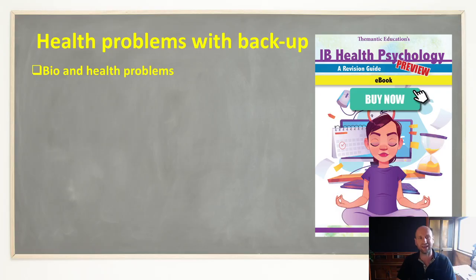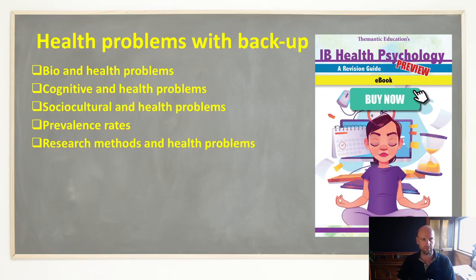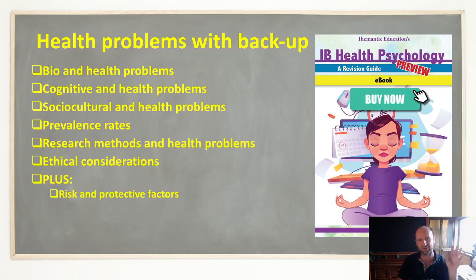So if you've done that, that means you have covered the biological approach with health problems, cognitive, social, cultural, prevalence rates, research methods, and ethical considerations. That topic is done, right? You're a master at that. Plus, you now have the risk and protective factors, the comp gene, locus of control, appraisal, social status.